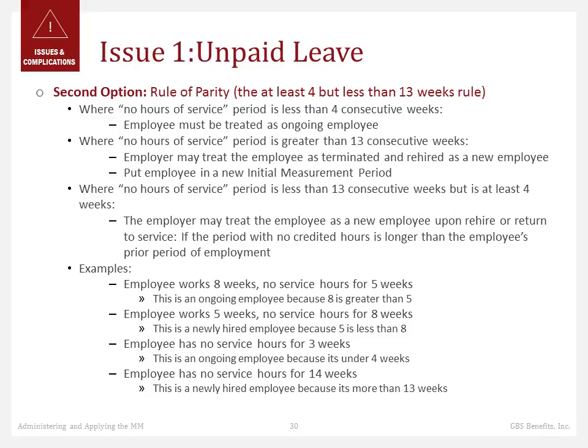where the period that they're gone is less than 4 consecutive weeks, they would automatically be treated as an ongoing employee. Where the period that they're gone is greater than 13 consecutive weeks, they would be treated as a newly hired employee when they return. What we are going to focus on is the period between those two. If they're gone for longer than 4 consecutive weeks but less than 13 consecutive weeks, you have a little bit of play that you wouldn't have under the 13 weeks rule.